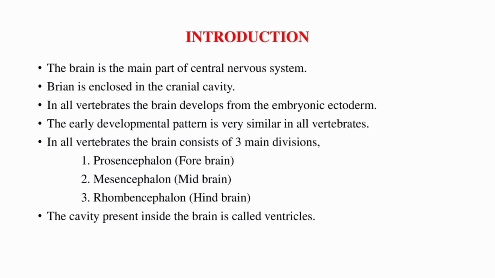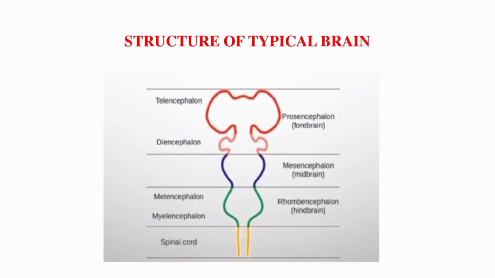First one, prosencephalon or forebrain. Second one, mesencephalon or midbrain. Third one, rhombencephalon or hindbrain. The cavity present inside the brain is called ventricles.